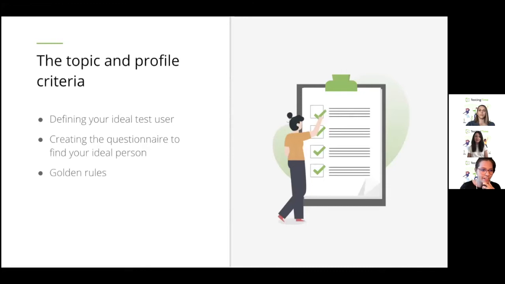Let's address the screener by breaking it down into three steps. First we define who to look for, then we create the questions, and afterwards we have some golden rules to follow to really level up your screener.